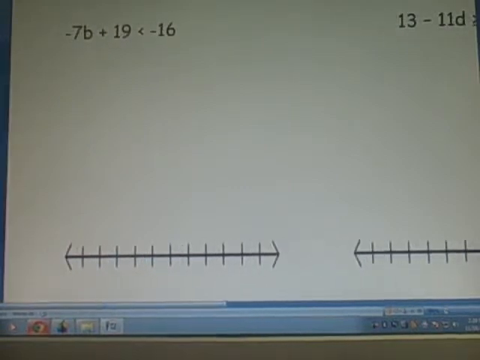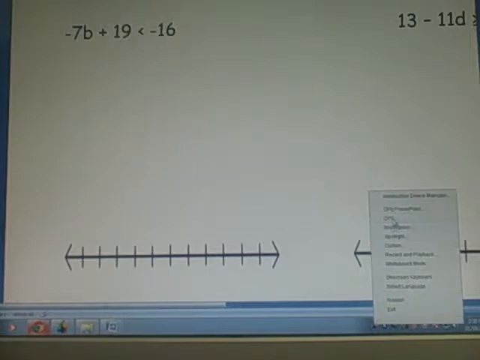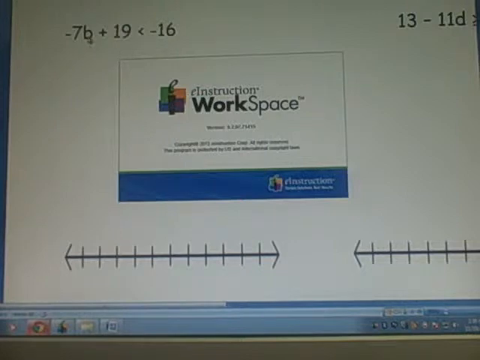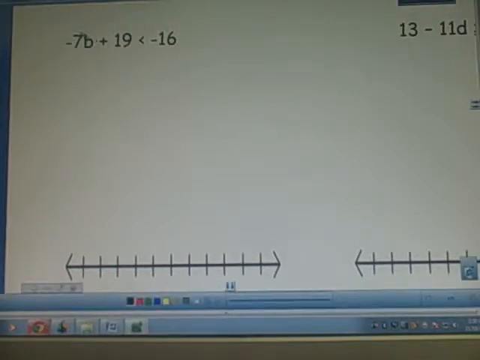Okay. And here's our first problem. It says negative 7b plus 19 is less than negative 16. So what I'm going to do here is circle the coefficient. And you can see the coefficient is negative 7. So that means right away I need to flip that inequality symbol. So I'm going to change the problem to negative 7b plus 19 is greater than, switching from less than to greater than, negative 16.